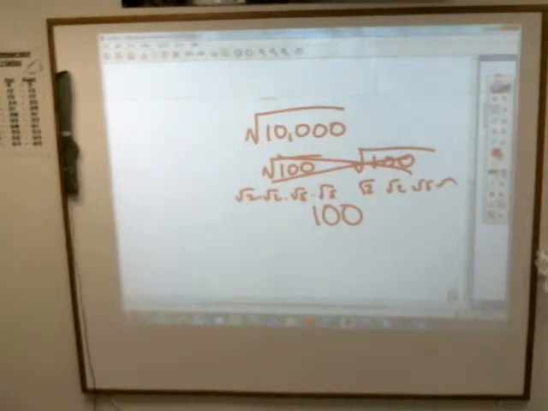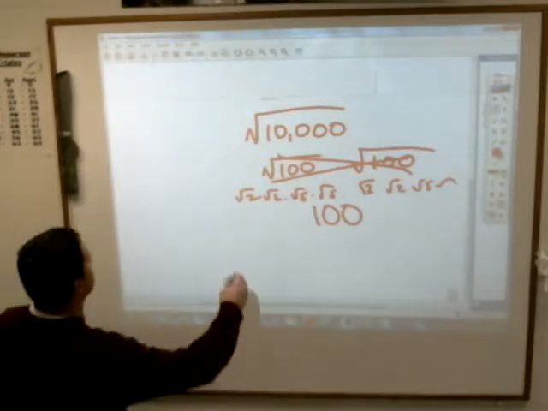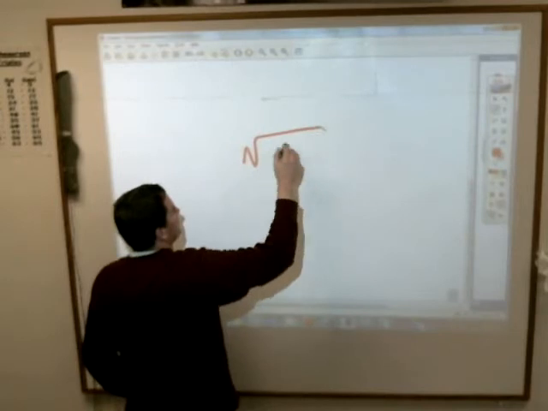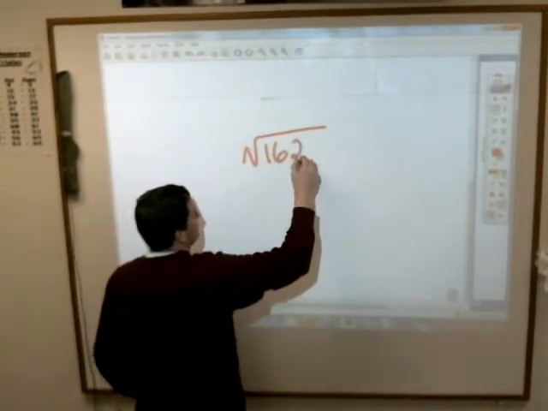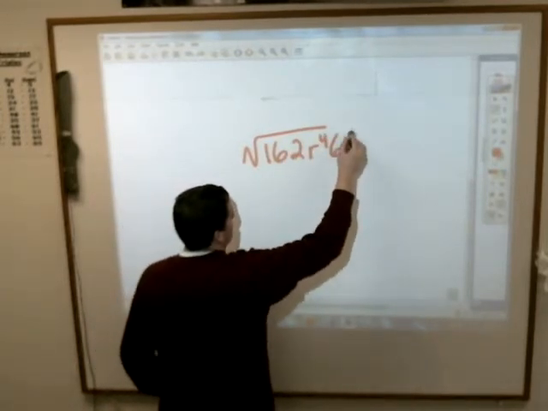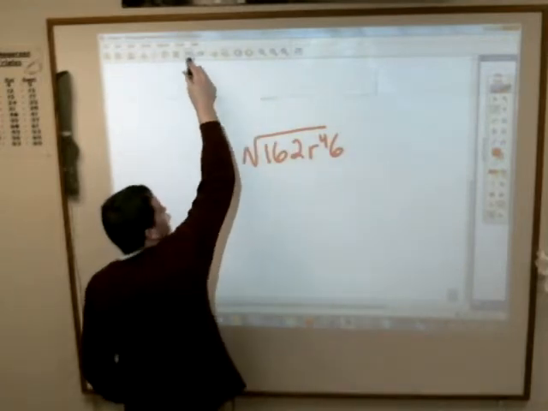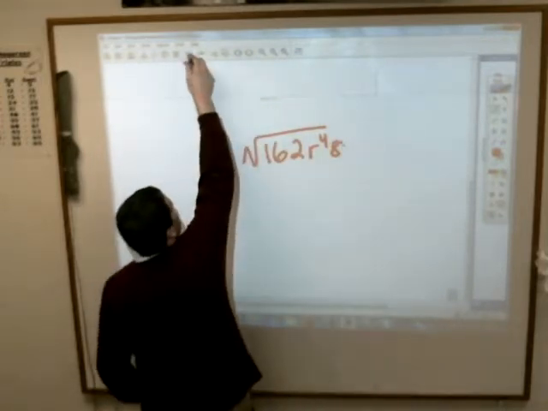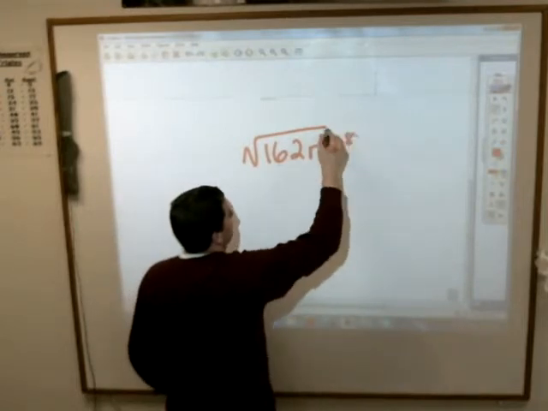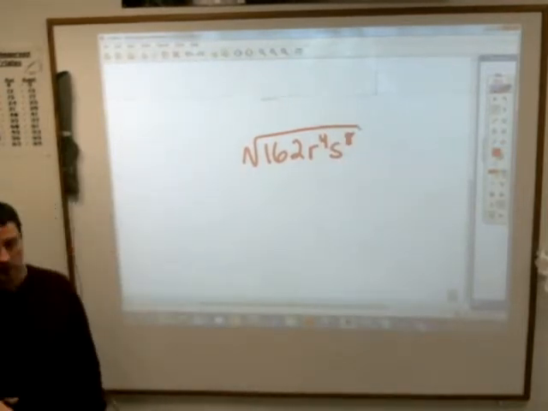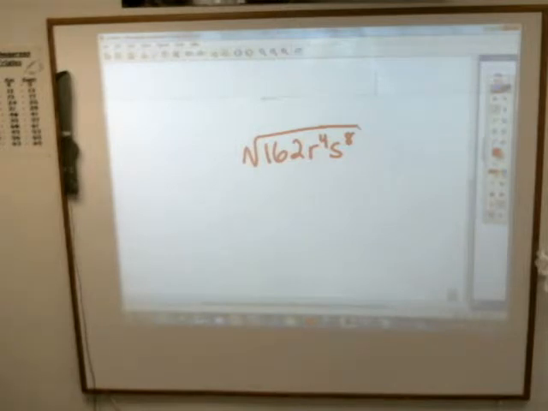Okay, let's throw another one up here. Or let me give you one to try. 162 r to the 4th, s to the 8th power. I'll get it right eventually. Go ahead, go at that. Break that down, tell me what that is in simplified form.